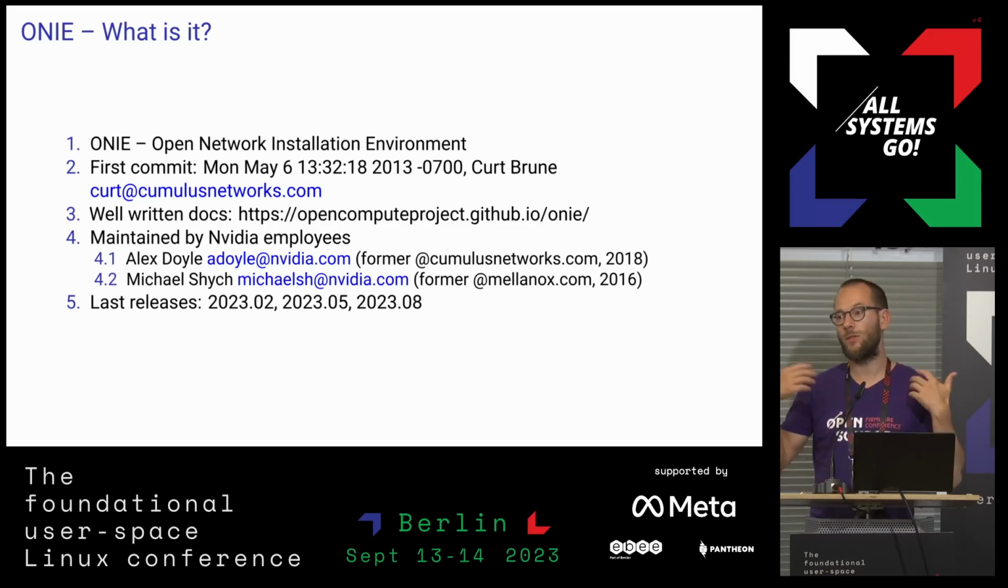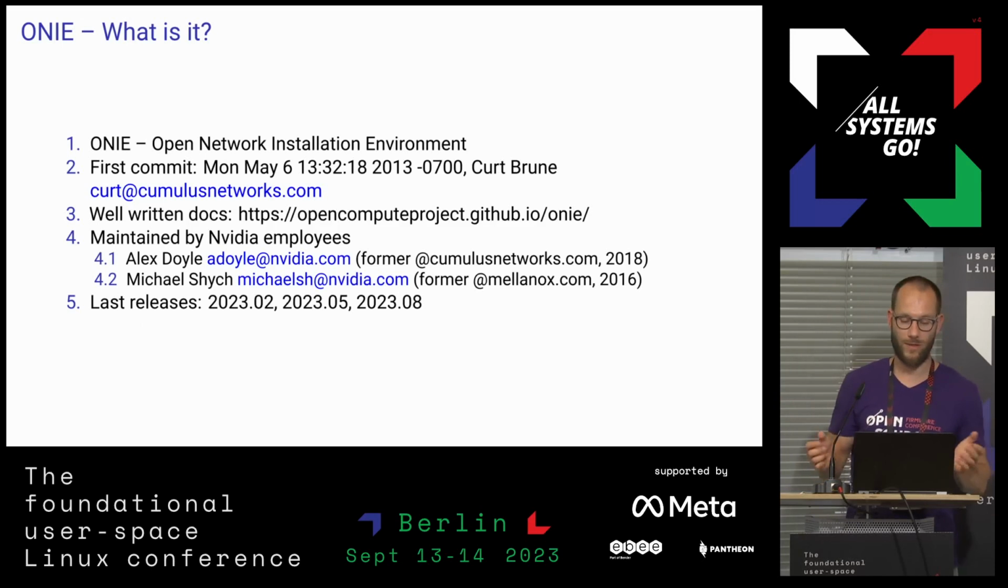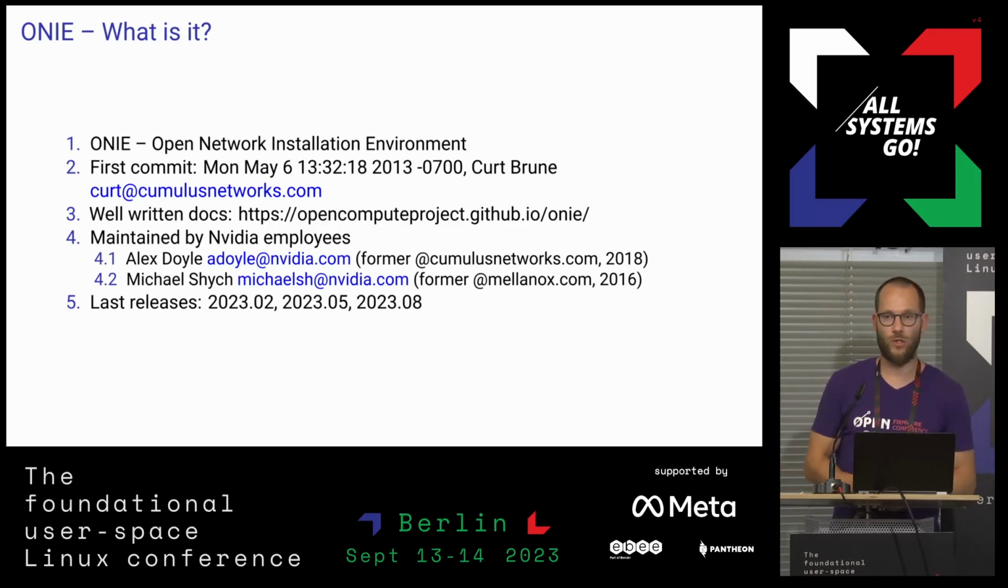Vendors, because you can now run your favorite operating system on all switches, you now want to have an environment where you can easily install these operating systems. And then they made up a new protocol, let's say, and this is ONIE, the Open Network Installation Environment. The first commit was in 2013 by Cumulus Networks, and they have well-written docs, but currently, in my opinion, it's also kind of dormant. Everybody seems to be happy with it or doesn't want to invest so much into it to improve it.